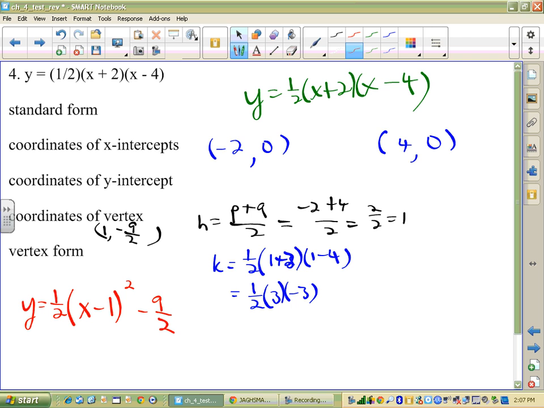Standard form requires you to FOIL. We're going to have 1/2 x squared, and then we're going to have minus x, and then we're going to have minus 4. So that's standard form for the function. How did I get that? I FOILed. How did you FOIL? I FOILed in my head, and I distributed the half at the end. Once you get that, then the coordinates of the y-intercept are pretty easy. The coordinates of the y-intercept would be 0 and negative 4. Okay. What do we think about that one?